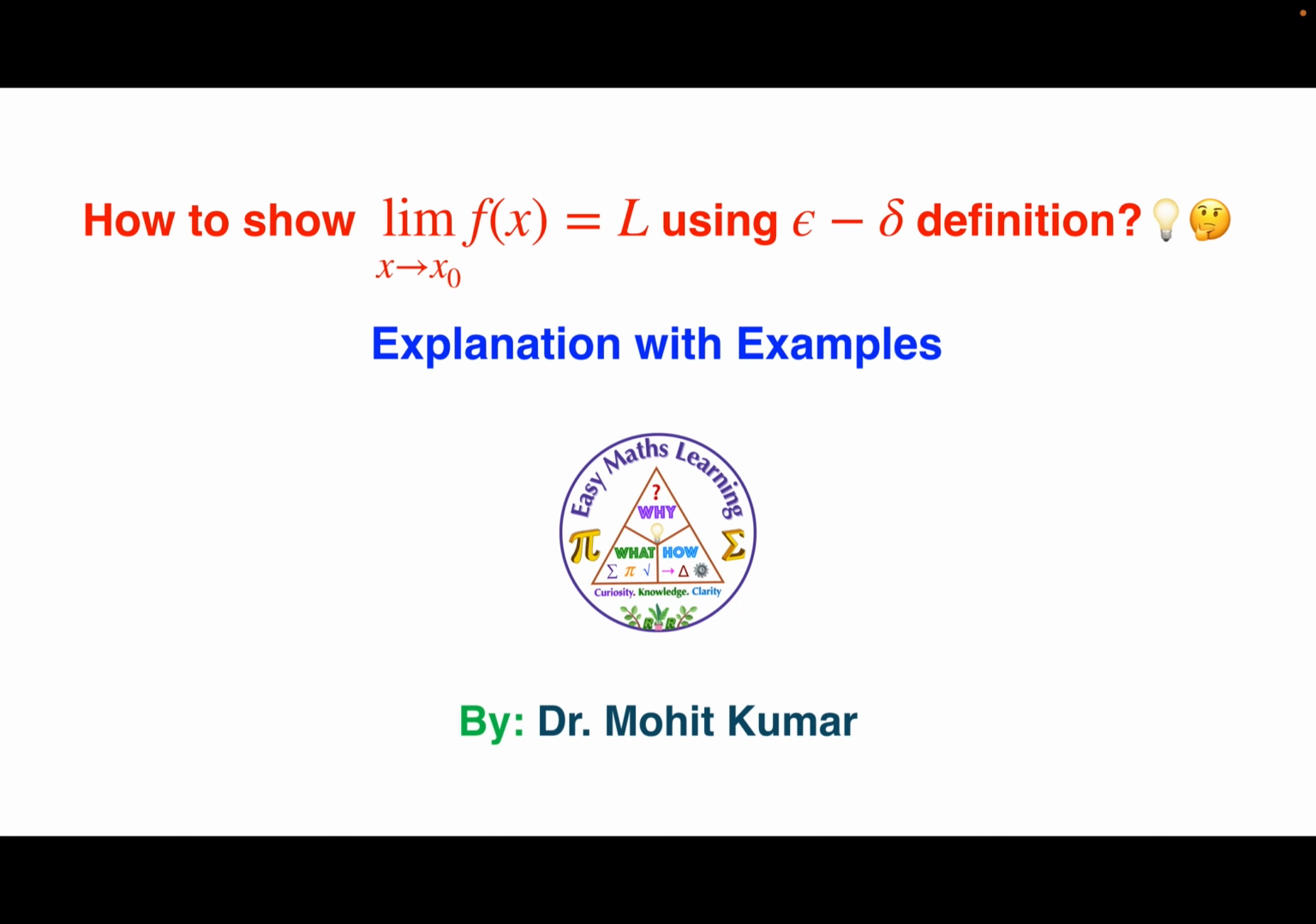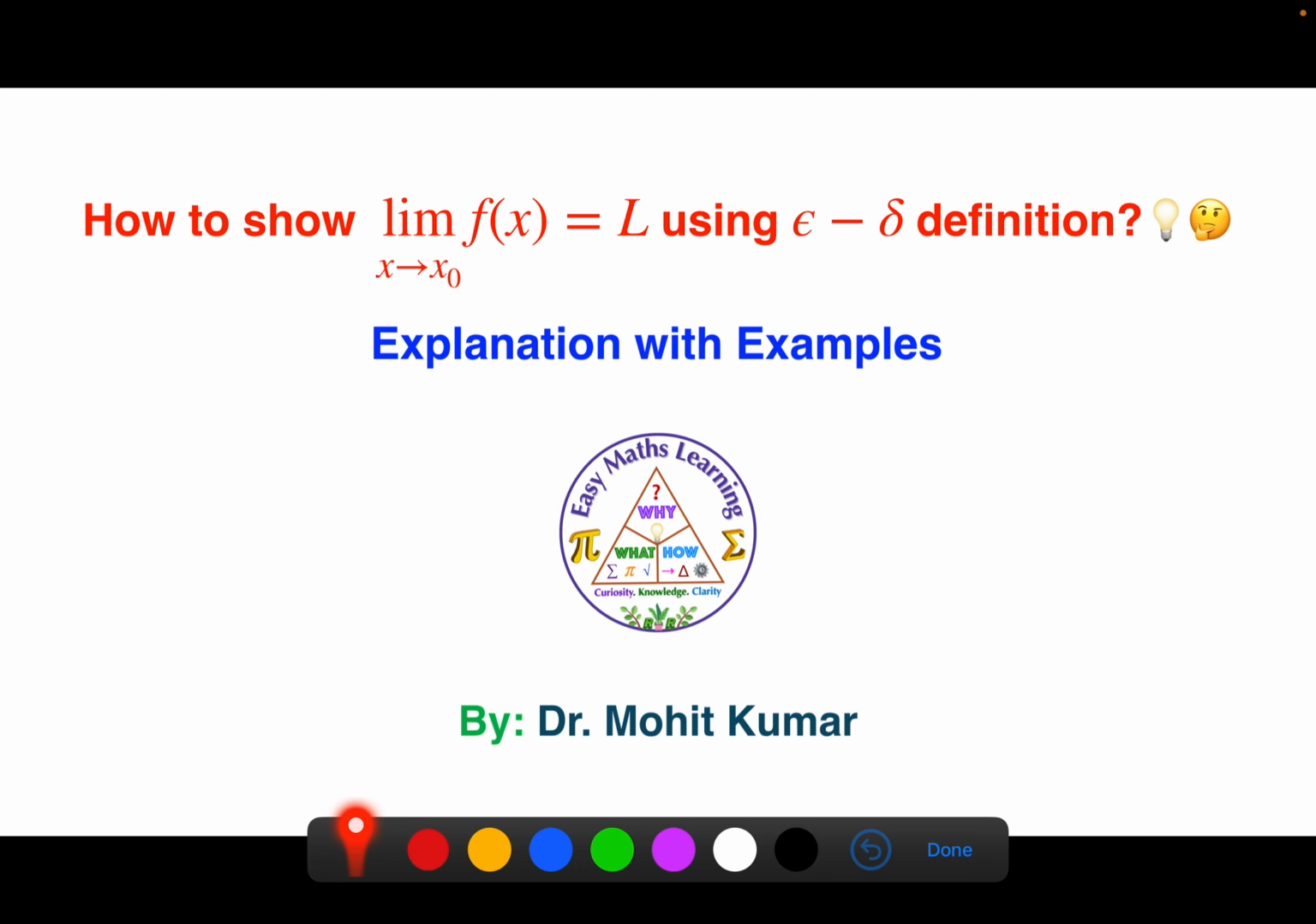In previous videos, we discussed why we need the epsilon delta definition of a limit of a function and what this definition actually means. In this video, I will explain how to prove that the limit of a function f of x is L as x approaches x naught using the epsilon delta definition.